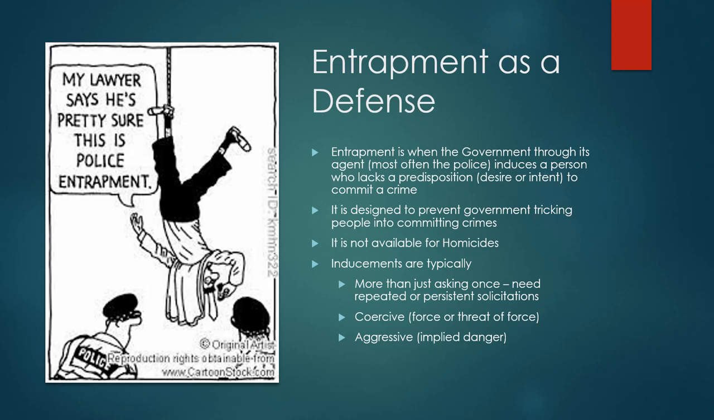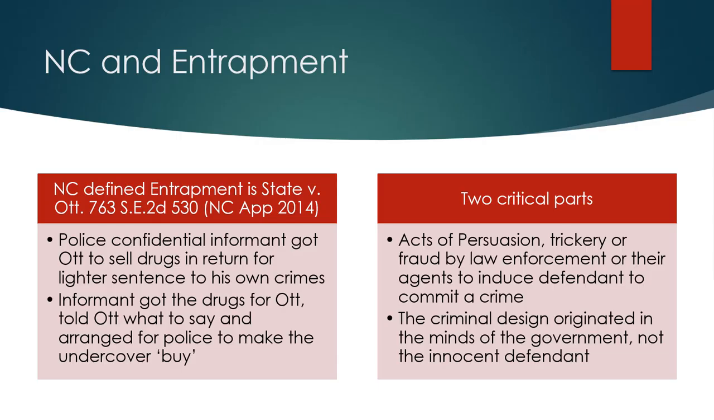Most of the time it doesn't get that serious. Most of the time it's for more minor crimes. But let's talk a little bit about how North Carolina handles it. And then we're pretty close to the end here. Okay. North Carolina defined entrapment, the big one, is State versus Ott, which came down in 2014. The police confidential informant got Ott to sell drugs in return for a lighter sentence on his own crime. The informant got the drugs for Ott, told Ott what to say, and arranged for the police to make the buy. This was entrapment, right?